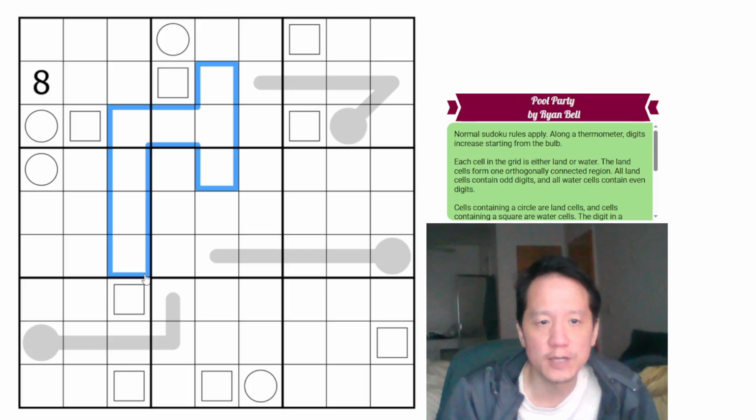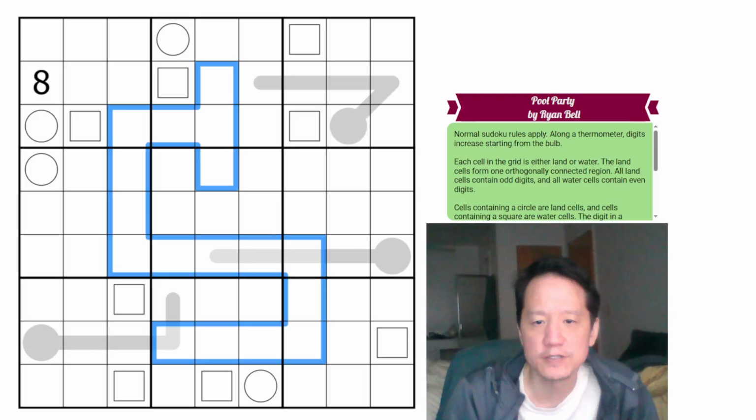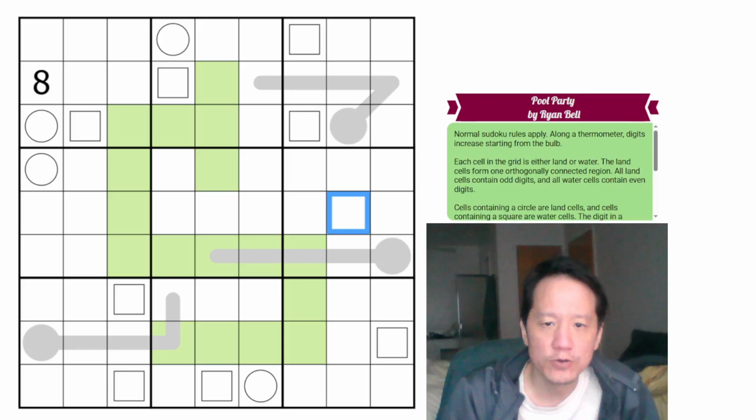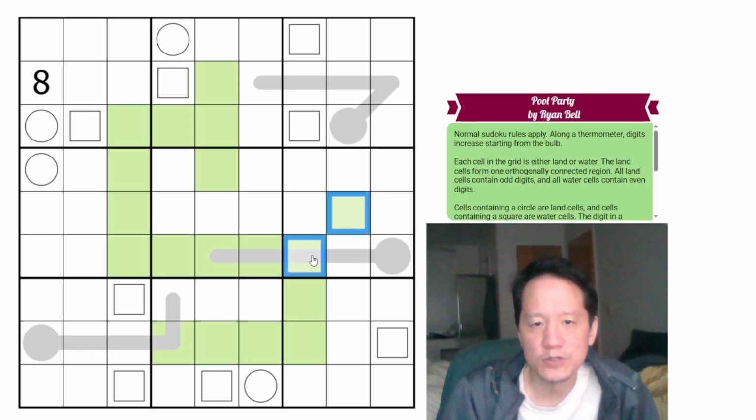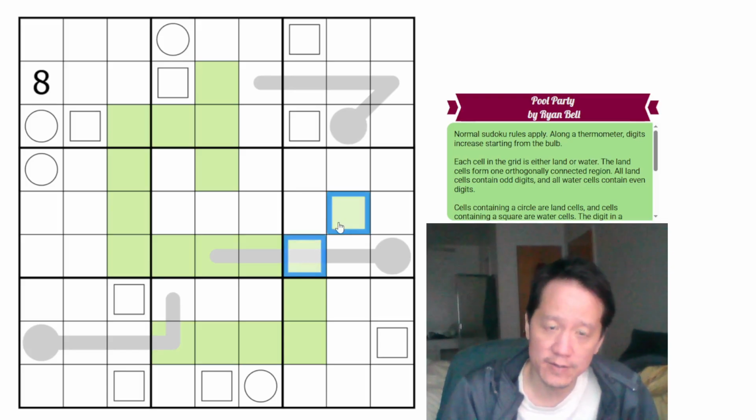So, for example, something like this would be a valid orthogonally connected region. You could not have something like that, because this is not orthogonally connected to the rest of the land cells, right? It's only touching diagonally, so it's not orthogonally connected.